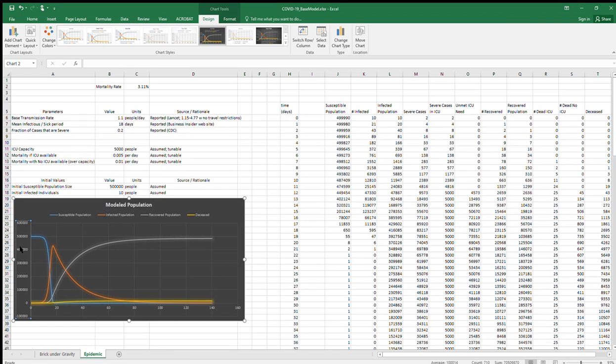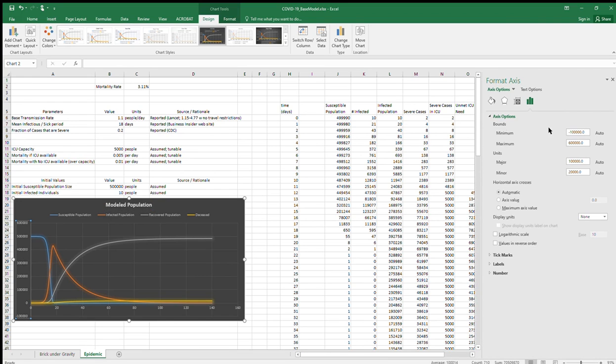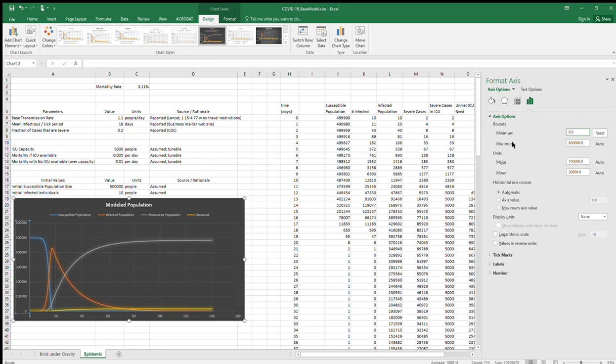This y-axis has some things on it that don't make sense. Can't have negative people. So set the minimum y-axis value to be 0. And now this gives us something that we could start to interpret. I'll zoom in so that we have a better look at it.